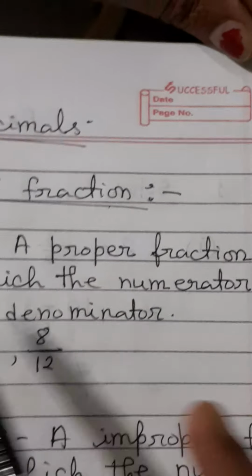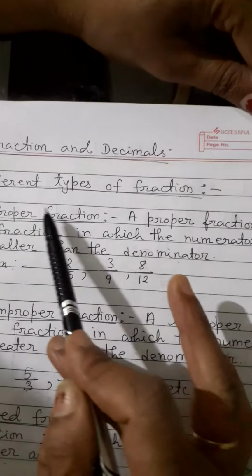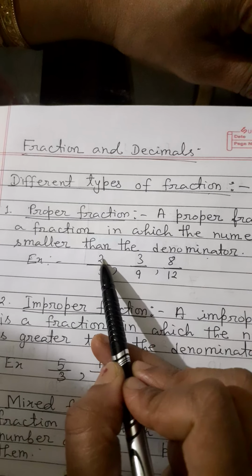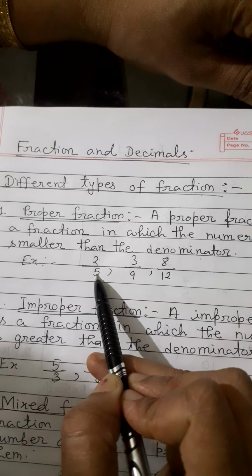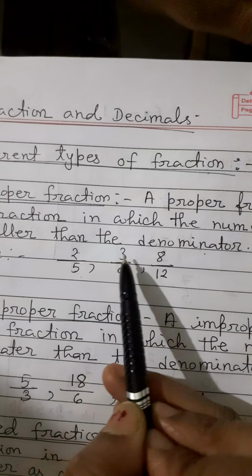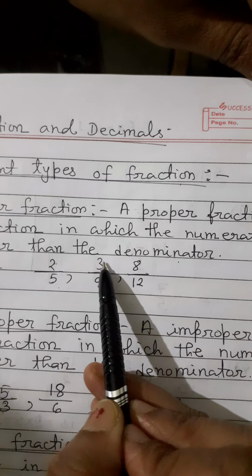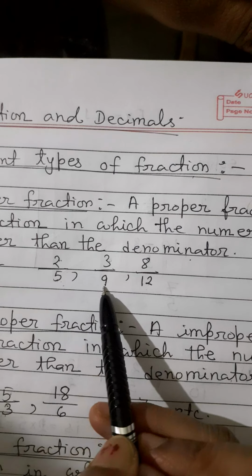What is a proper fraction? If the numerator is smaller than the denominator, it is called a proper fraction. Here you see 2 is less than 5, this is a proper fraction. Numerator 3, denominator 9, 3 is less than 9, therefore this is a proper fraction.